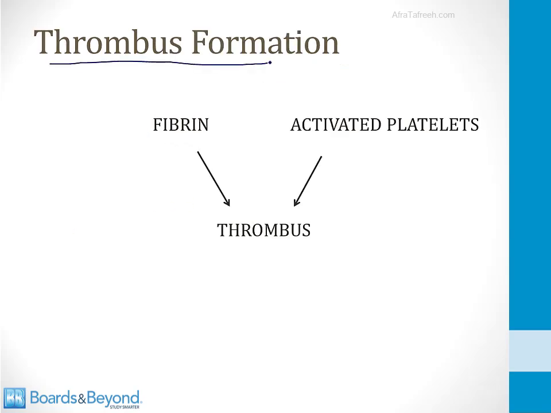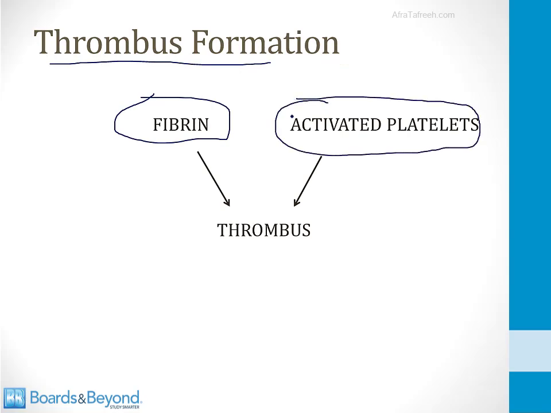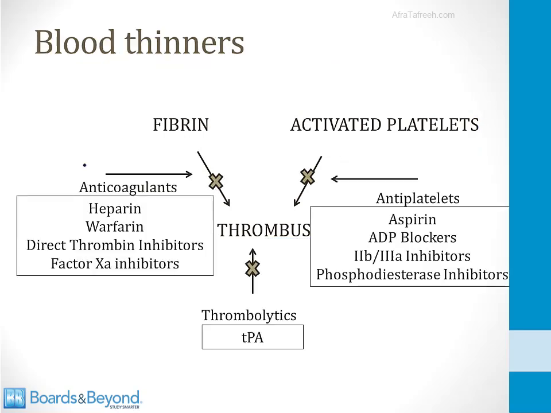The two ingredients of a thrombus are fibrin, which comes from the coagulation cascade, and activated platelets. They come together to form a blood clot. Drugs that block the formation of fibrin are called anticoagulants, and that's what we will discuss in this module. Drugs that block the activity of platelets are called antiplatelets, and I talk about those in a separate module.